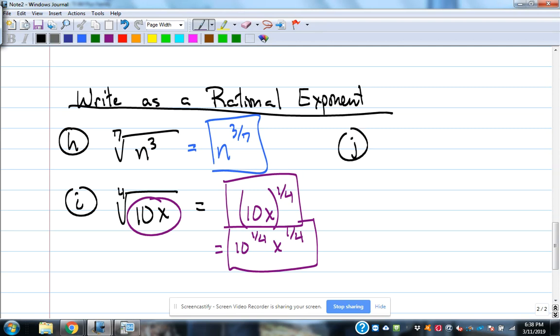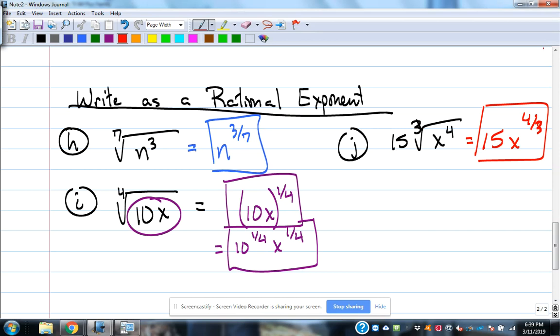All right. With the 15 cube root of x to the 4th. 15x to the 4/3, like that, or do I need parentheses? Why do I not need parentheses on this one? Yeah, it's on the porch. The 15's on the porch. He's just hanging out there. Not allowed to vape in my house. So you got to do that on the porch.